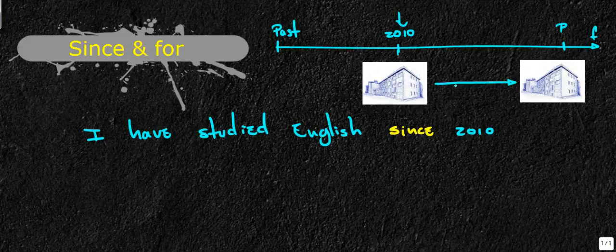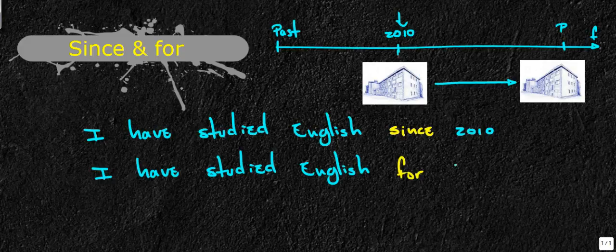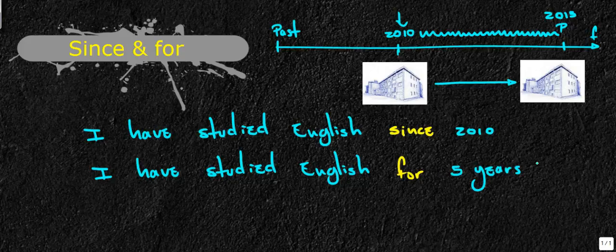Then I could use for the same situation. Okay? But this time, when I say for, I am not going to mention the moment when the activity started. I'm going to mention the period of time from the start of the action, the beginning of the action, to the present. So we're going to imagine that in the present, this is the year 2015, right? And so I'm going to say, I have studied English for 5 years. Okay? So since refers to the beginning of the action, for refers to the period of time of the action.